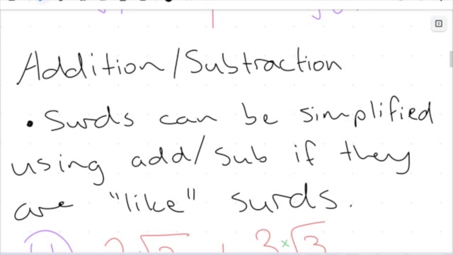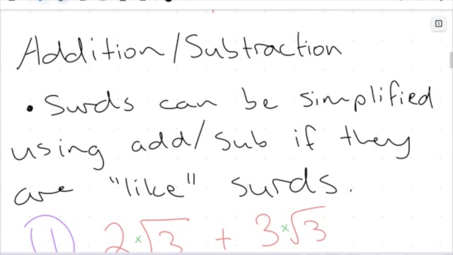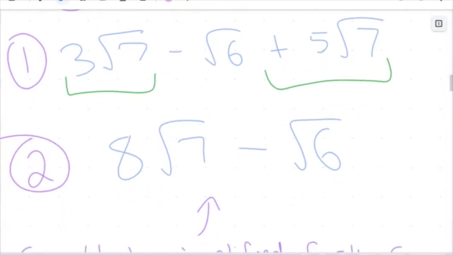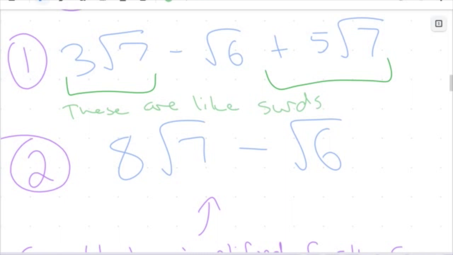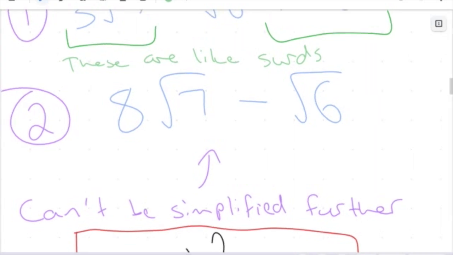Where does that sound familiar? Well, you may have heard it from algebra. Remember, we talked about these like terms. So, for example, here, 3 root 7 and 5 root 7, because these coefficients 3 and 5 are both multiplying by the same number, that means that these are like surds. And we can add and subtract to simplify. And remember, we can't simplify any further if we don't have like terms or like surds. These are not like surds because they are different numbers.